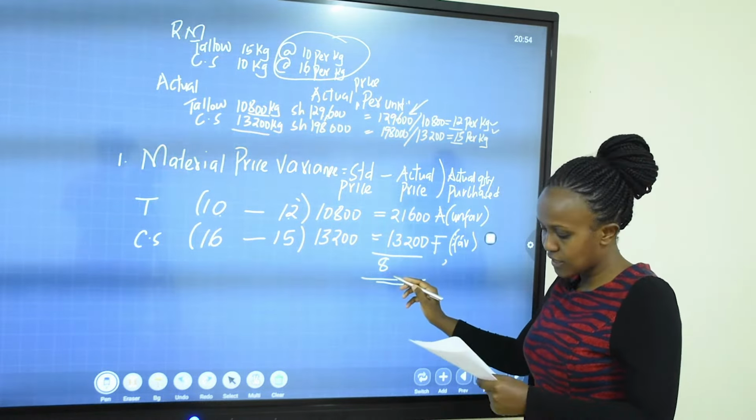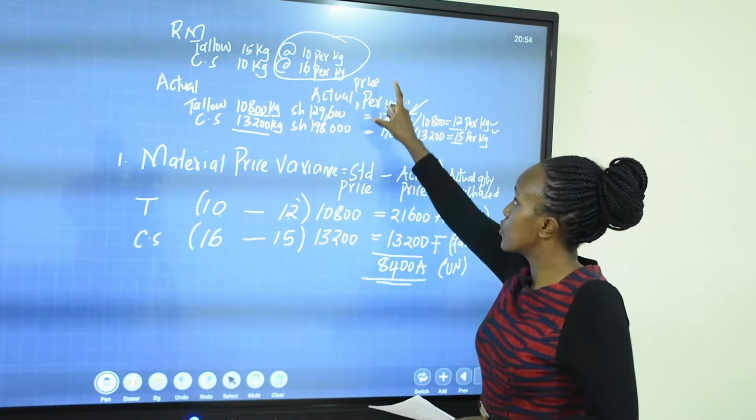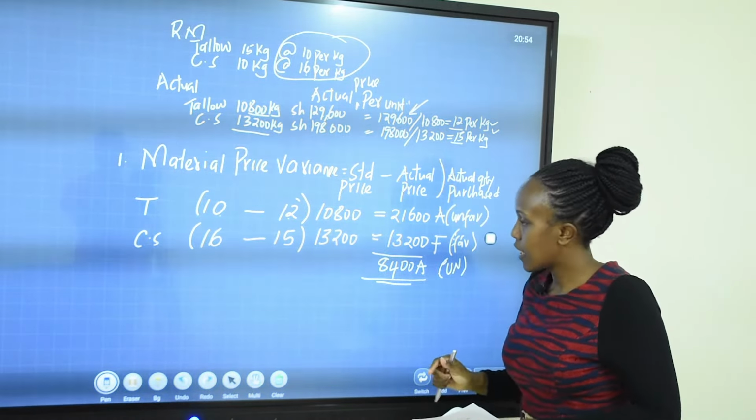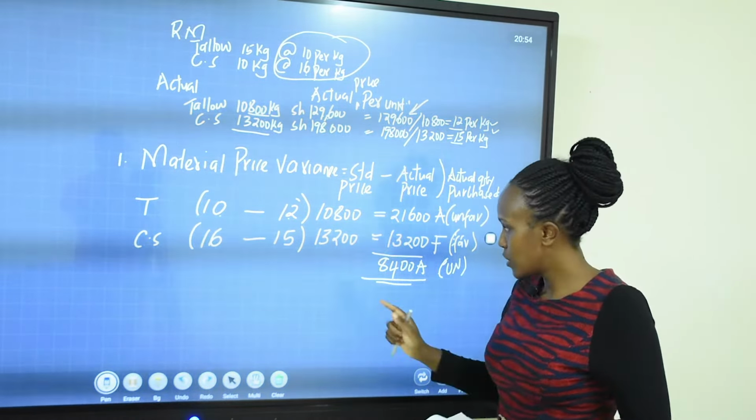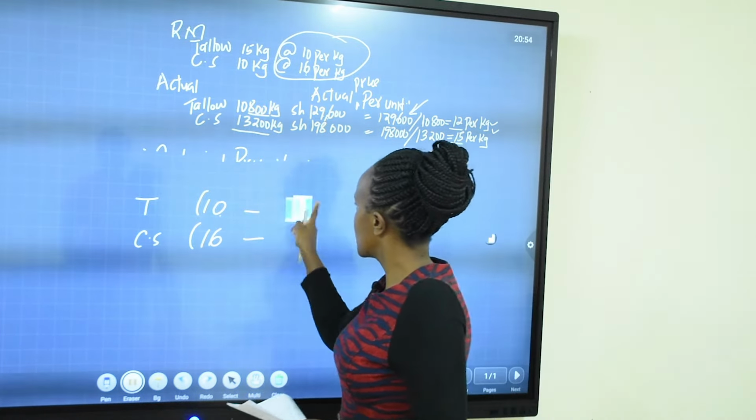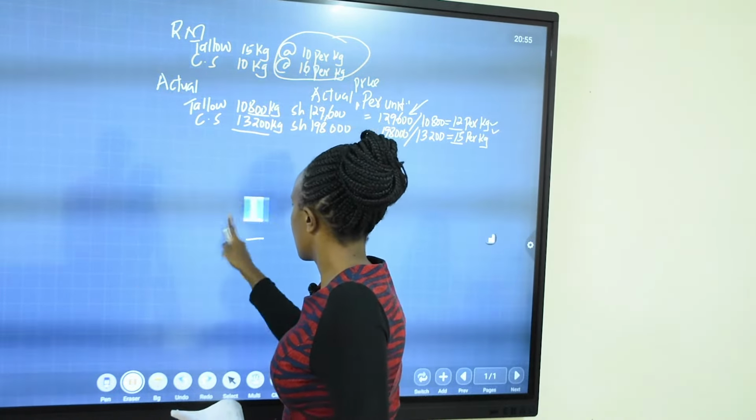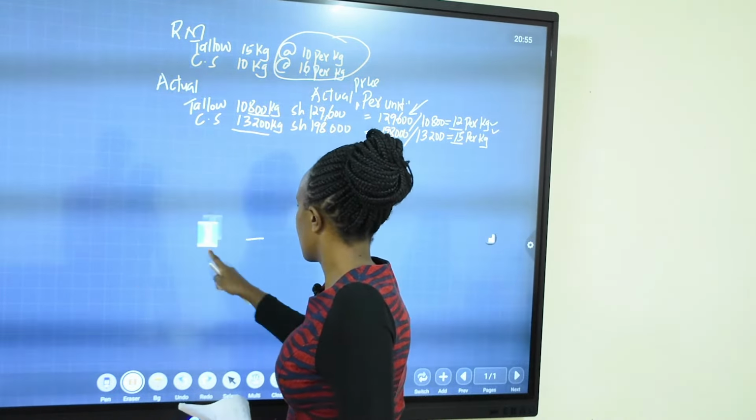We have not finished the question. You're also going to answer: what are we going to do for the material usage variance? Because I want to use the information that is here, allow me to rub out the price variance, and I'm going to do the quantity variance on the same page. So we are going to look at the material usage variance.